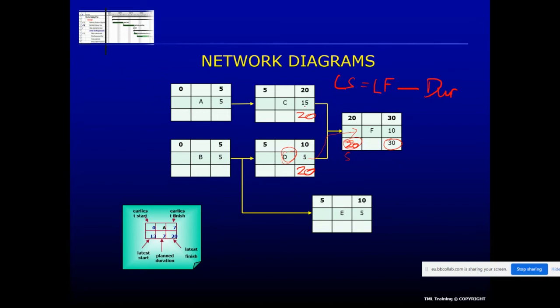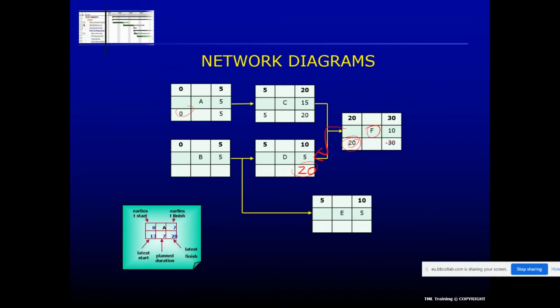Let's just work back from here on C. 20 minus 15 is 5. That goes to 5. 5 minus 5 gives us day 0. So let me just fill that in. We've got to here. Then, as I said, we work back from the right-hand side again, following the arrows backwards. So this becomes a 20. Why? Because we can finish it on day 20 and not delay F.